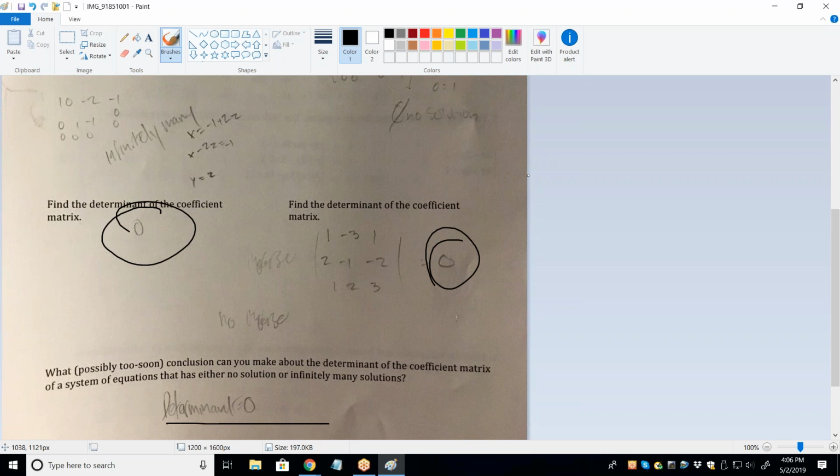And the determinant will never be 0 when you have an exact solution. Yes, sir. And this is just for the coefficient matrix? Yes. Notice that it says the determinant of the coefficient matrix. So that's what really matters. And does it only work like that because the coefficient matrix is a square matrix in this case?